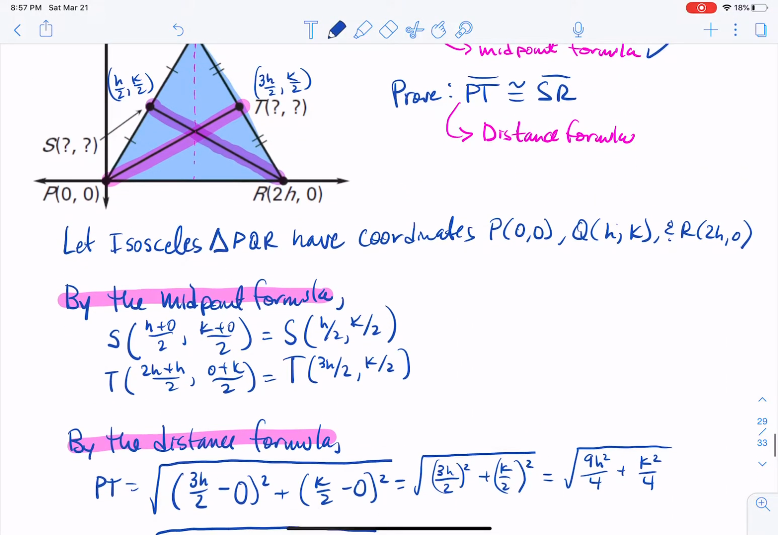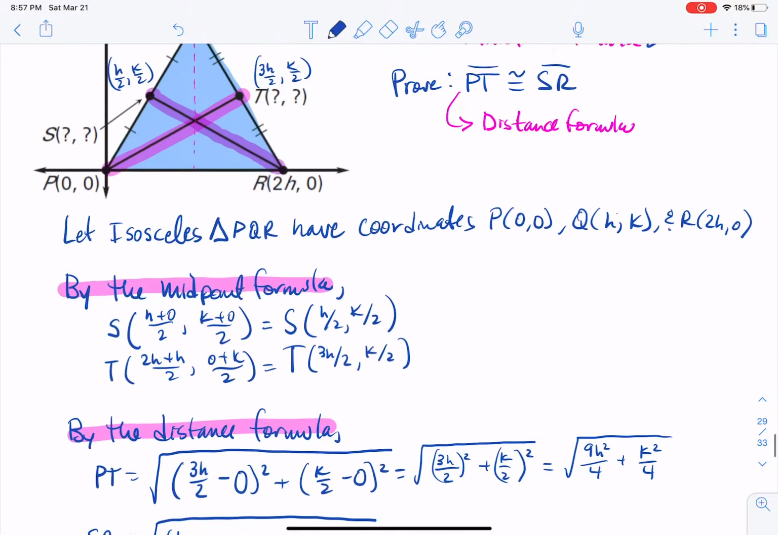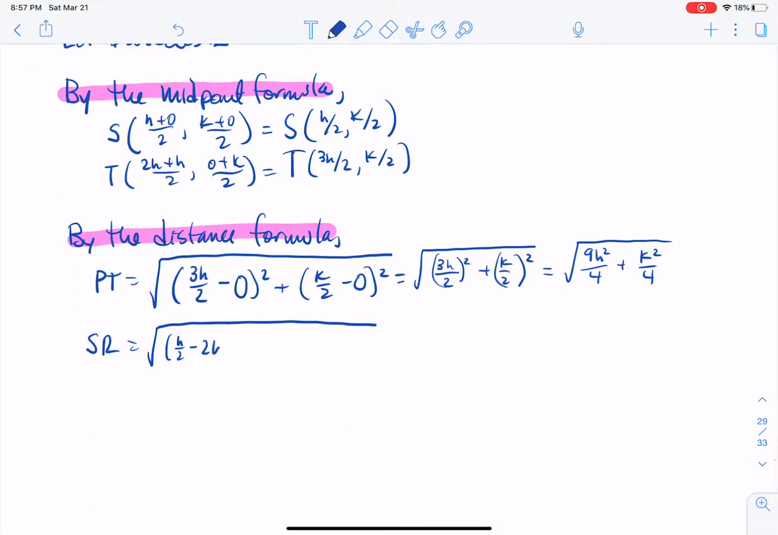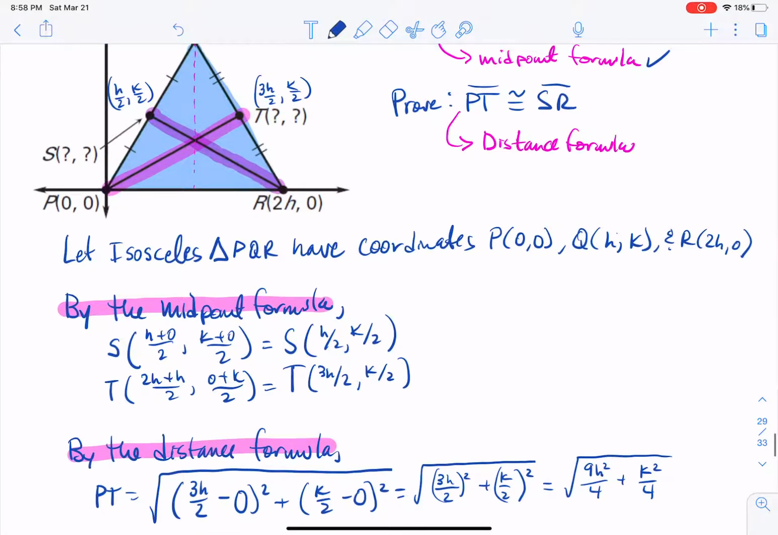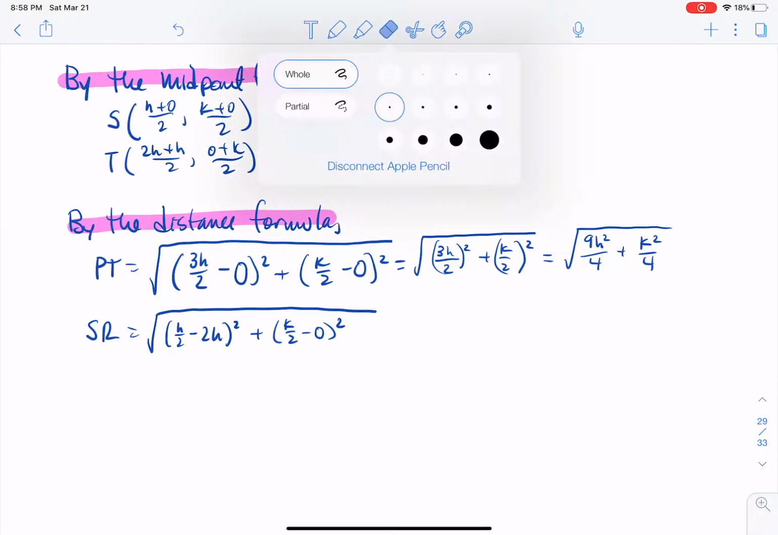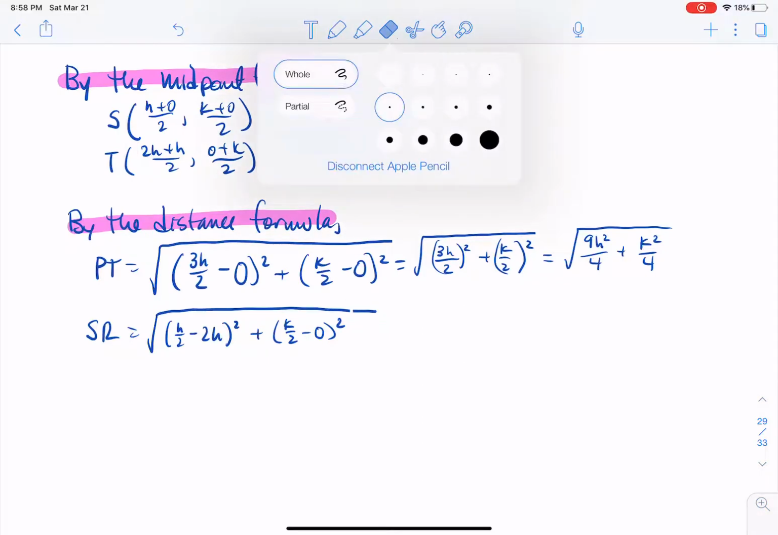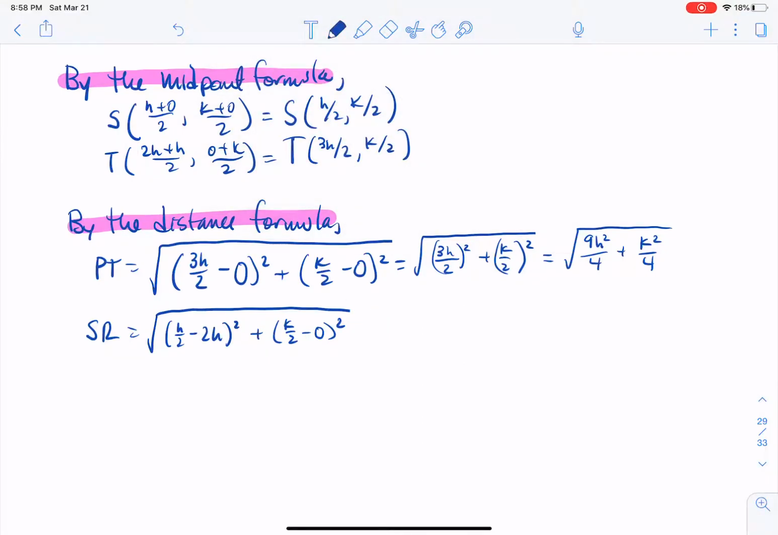So S, H over 2 minus R, 2H, squared, plus, and then do the same thing with K over 2 minus 0, and then square it, and then shorten your square root. And then clean this thing up like you do.